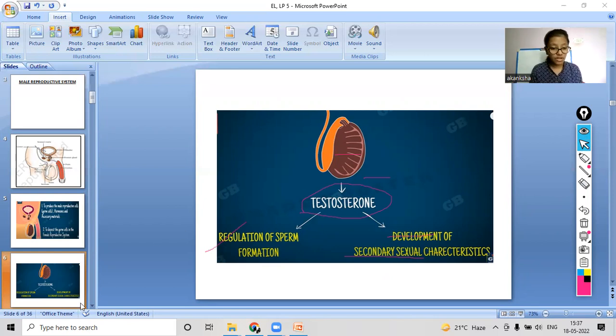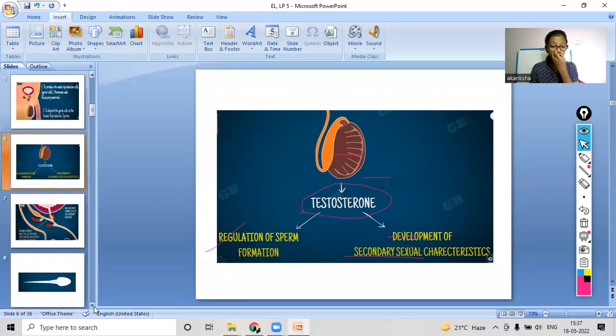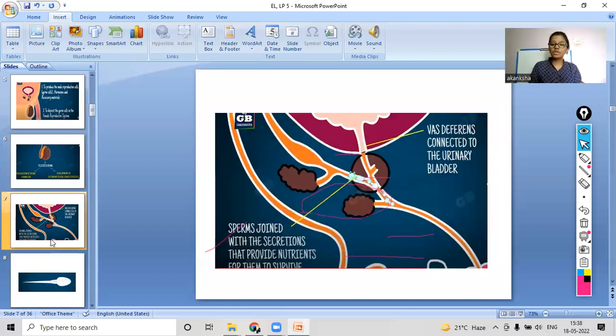Now we will move ahead and see some more details about the human male reproductive system. In this diagram, you have to observe and share your observations, and then I will explain what is actually happening in this picture. After 5 seconds, we will discuss what is happening.